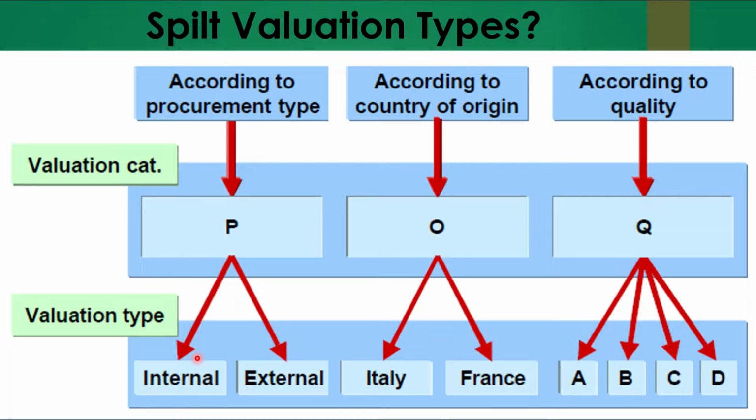Procurement type might be internal or external, which I have covered in the last example. Then origin of material, so country of origin here. It might be city or state or anything, but here in the example it is country. The material origin might be different countries, here in the example Italy or France. Then there might be different qualities of a material, so there might be four qualities of material, A, B, C, D and so on. Those are the various types that we have already seen, but here it gives more detail through the graphics.